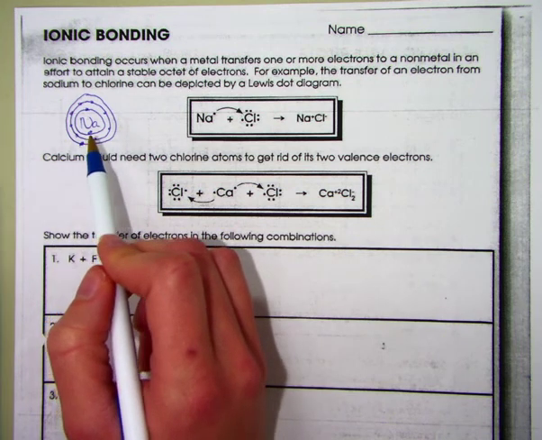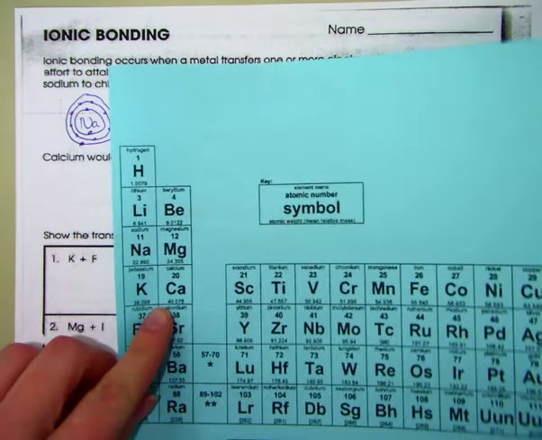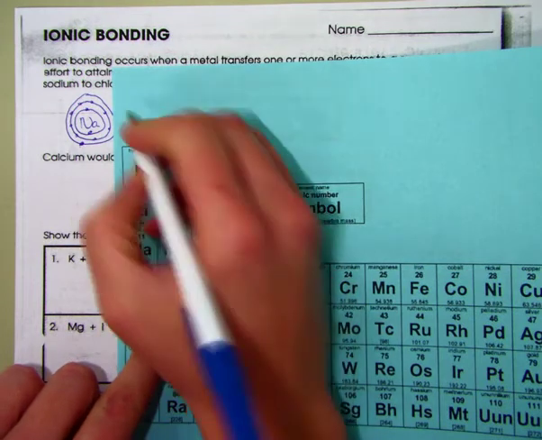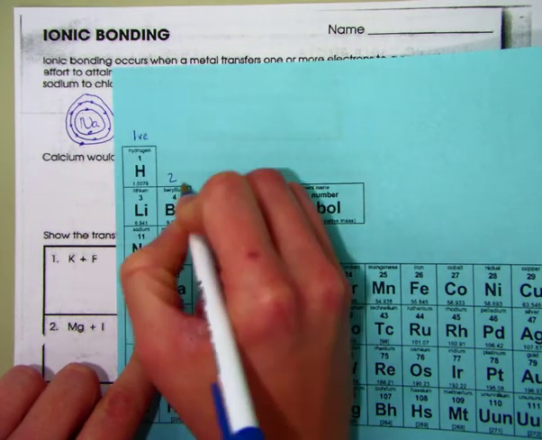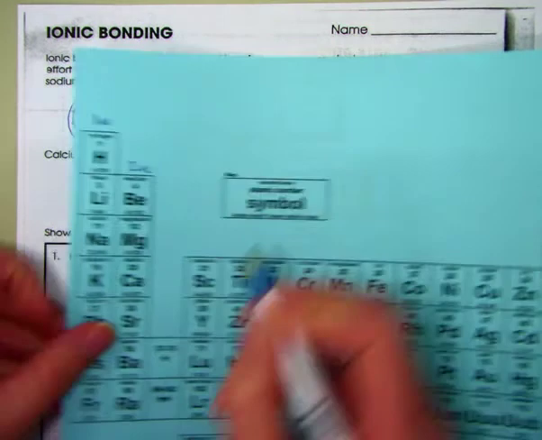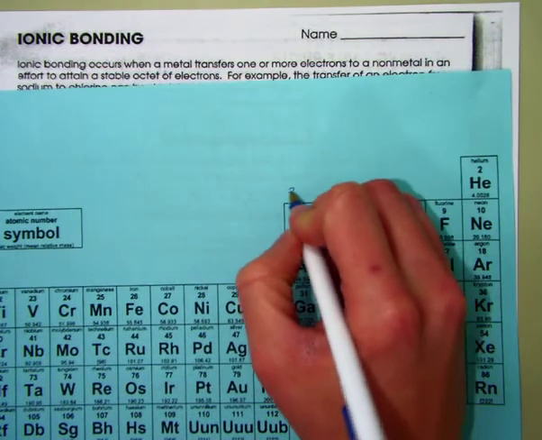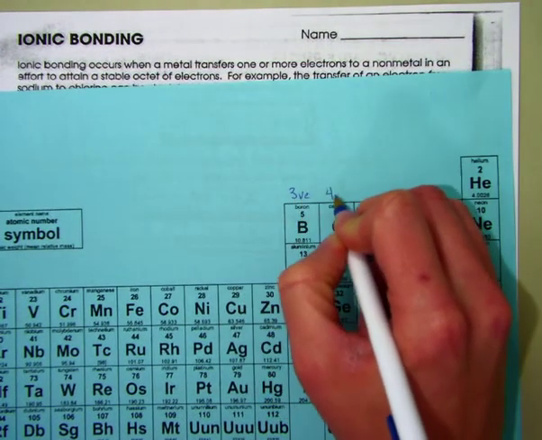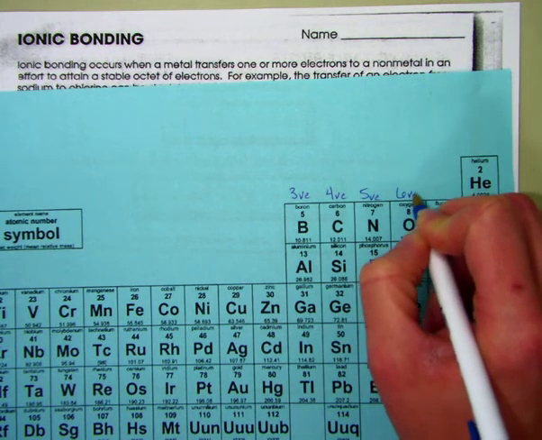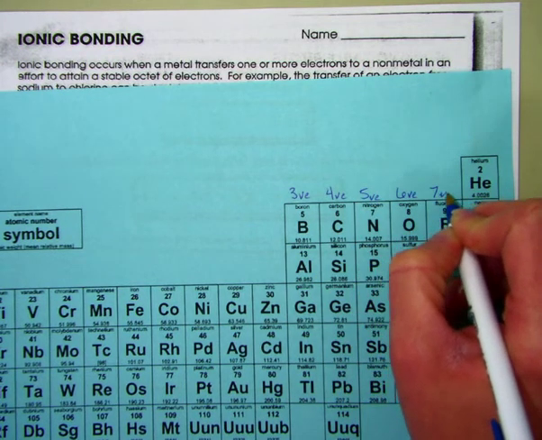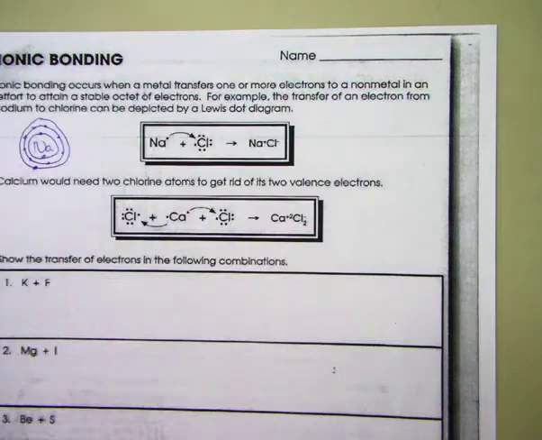On our periodic table, we can list the number of valence electrons. This column will have 1, this one will have 2. We're going to skip this section. This one has 3, 4, 5, 6, 7, and 8 valence electrons.